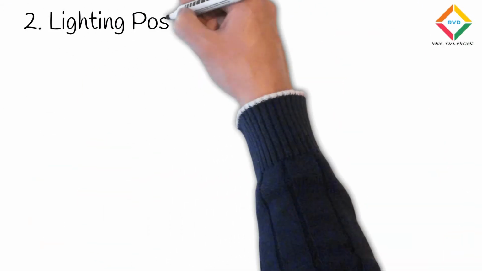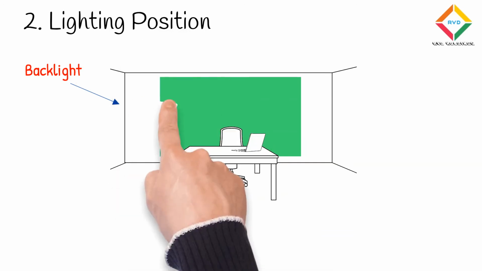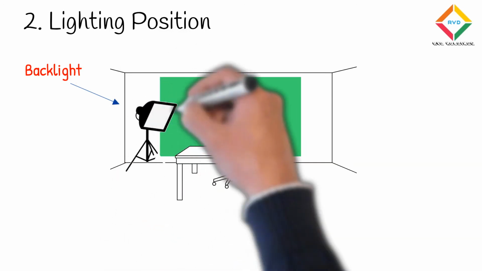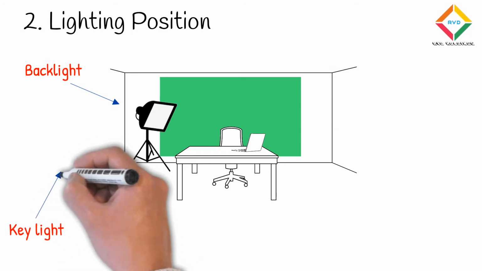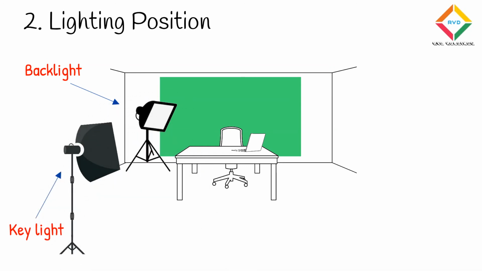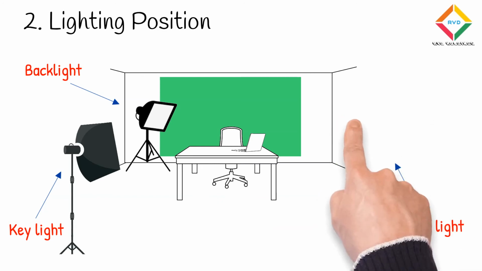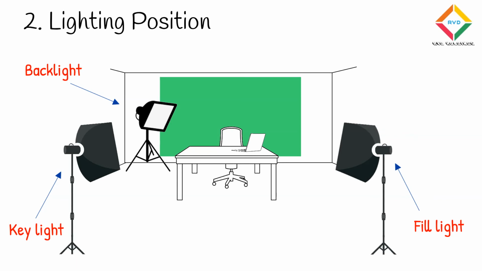Okay, now we will look at lighting position. First, the backlight. It has to be placed in the back right corner of your position, and the key light has to be placed in the front right corner of your position. Next, the fill light. It has to be placed in the front left corner of your position. Place the lights' positions as we have given in the picture. This is how you have to place your lights.